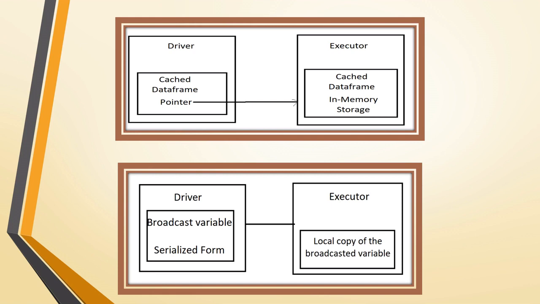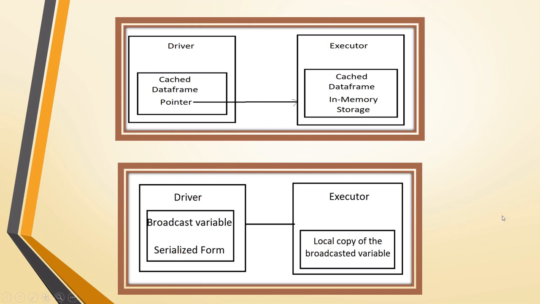So this is how the caching will happen in the memory. Now coming back to this broadcast variable. So what will happen here? The driver program creates the broadcast variable in serialized form. Even in the serialized form, first it divides the data we are trying to broadcast into smaller chunks. Those smaller chunks are then sent to the block manager.